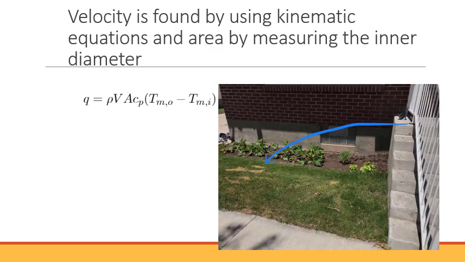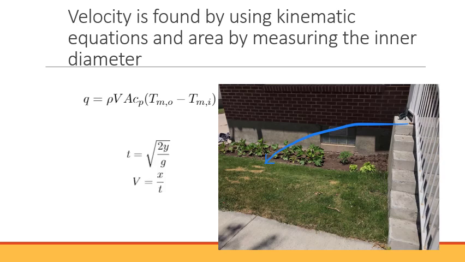The remaining unknowns then are the density, velocity, cross-sectional area, and specific heat. To find the velocity, I used projectile motion and kinematic equations with a known height and distance seen in this picture where the end of the hose was up by the stairs and aimed in the direction of the blue arrow. It was easy to find where the trajectory landed because it left a bunch of patches of dead grass.